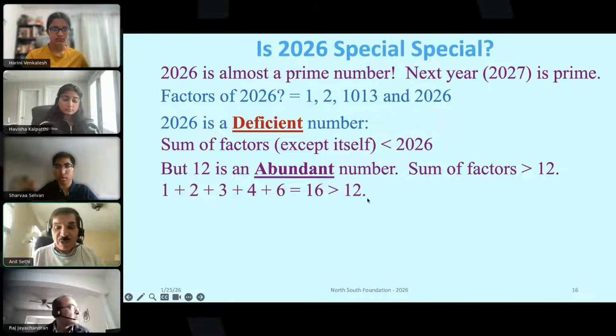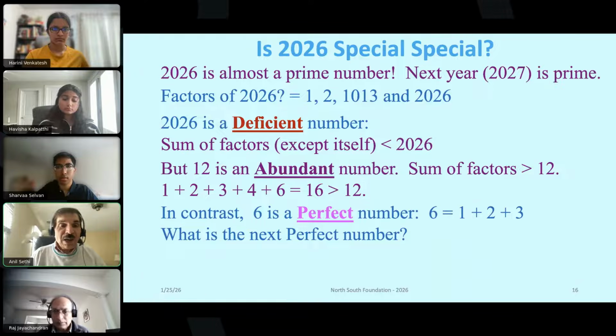In contrast, we also have something called a perfect number. A perfect number is one whose factors add up to itself, such as 6. So 6 would be 1 plus 2 plus 3. These are the factors of 6, not including the number 6 itself. It adds up to 6, so that's called a perfect number.